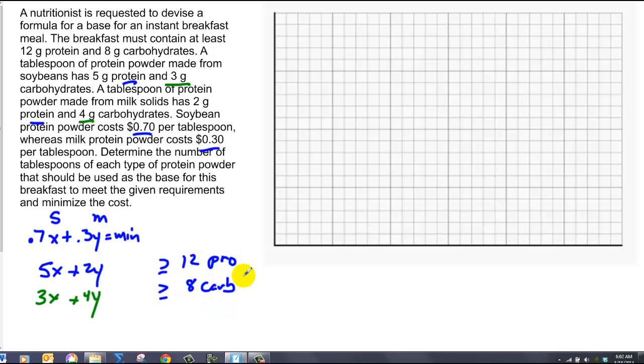I can graph all this once again. Again, I'm going to use intercepts. So when I set x equal to 0, y is equal to 6. And when I set y equal to 0, x equals 12/5, which is 2.4, right around there.